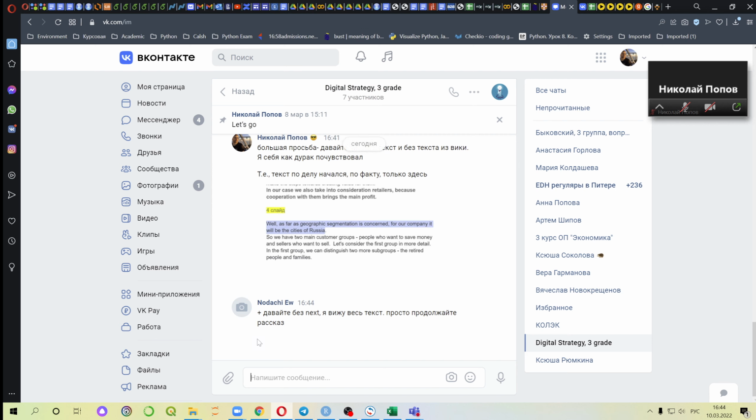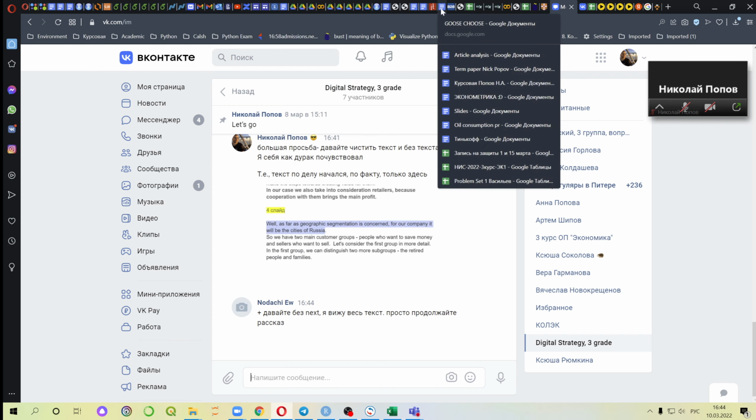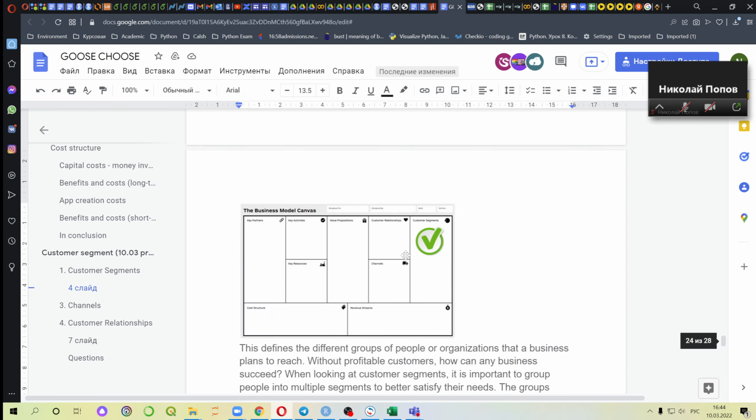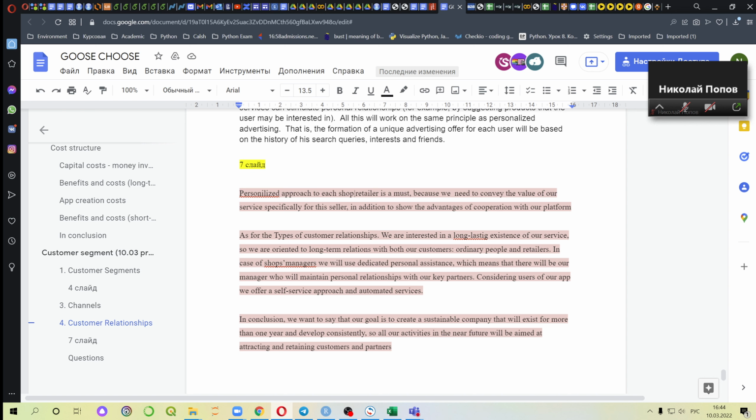In case of shop managers, we will use dedicated personal assistants, which means that we will have a manager who will maintain personal relationships with our key partners. Considering users of our app, we offer a self-service approach and automated services. In conclusion, we want to say that our goal is to create a sustainable company that will exist for more than 1 year and develop consistently. So all our activities in the near future will be aimed at attracting and retaining customers and partners. That's all.